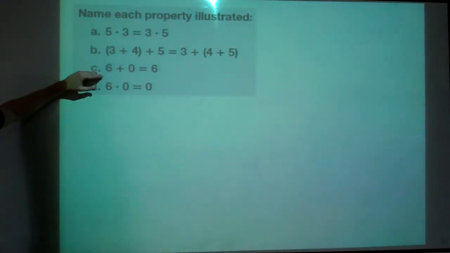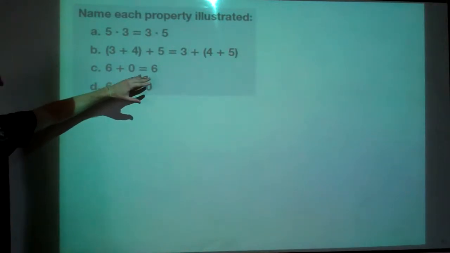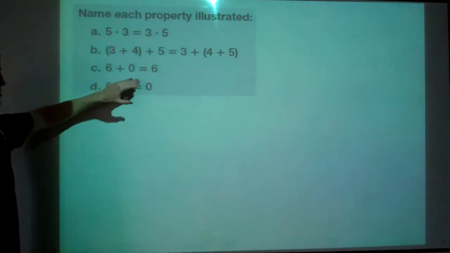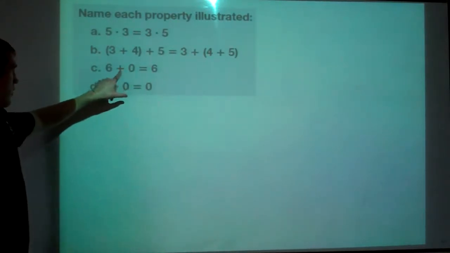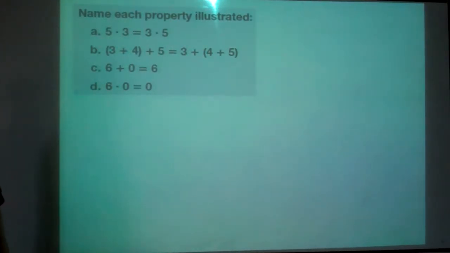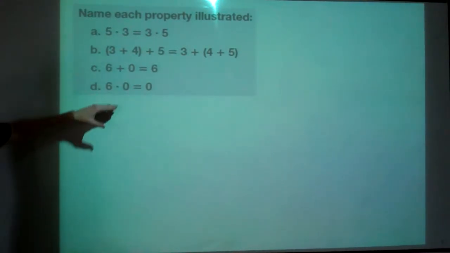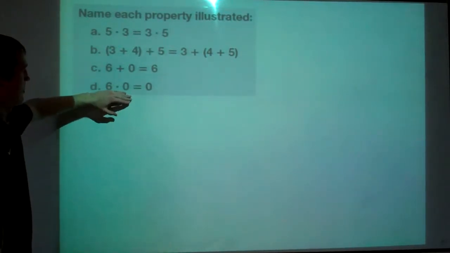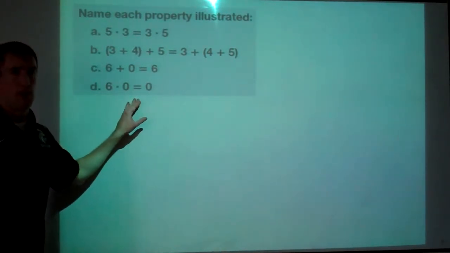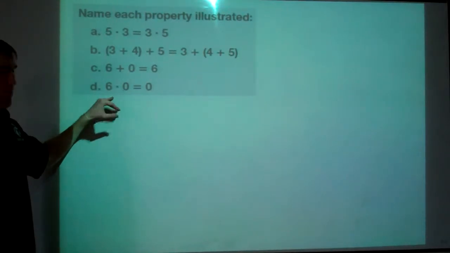Letter C, 6 plus 0 equals 6. Well, we added 0 to 6 and got 6 again. That has to be an identity, and we are adding. So we are going to say the additive identity there. And letter D, we multiply by 0 and get 0. That's always going to be the case whenever we multiply by 0. So D would be the zero property of multiplication.